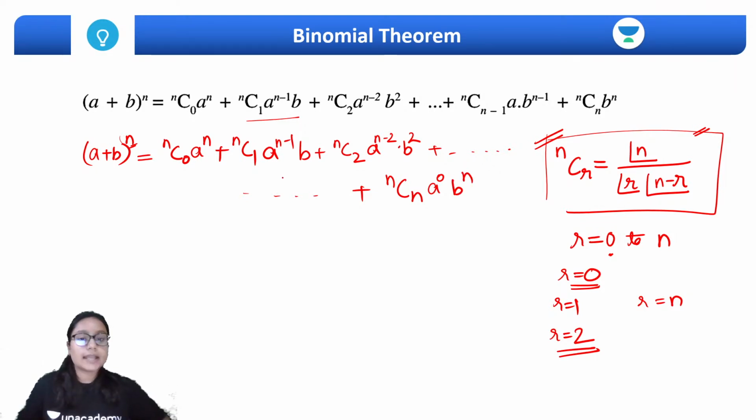Is this formula, this binomial theorem, clear to you? Is this expansion clear to everyone here?